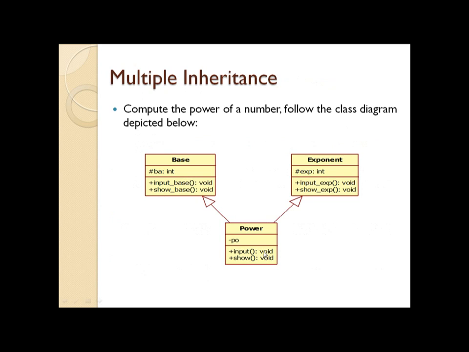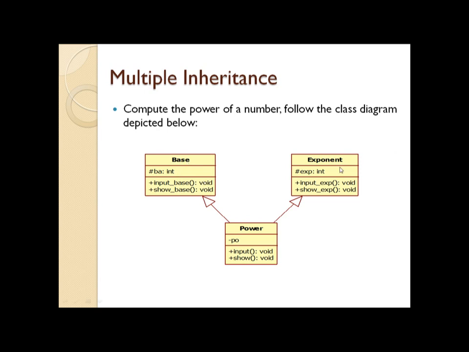So here I have given one example, and we will implement this example, but before the implementation I want you to just see what we want to do. The problem is that we are interested in computing the power of a number. Suppose a number 5 is given, and we are interested in finding 5 to the power 2, that is 25. In order to develop such a program, we have taken two base classes.